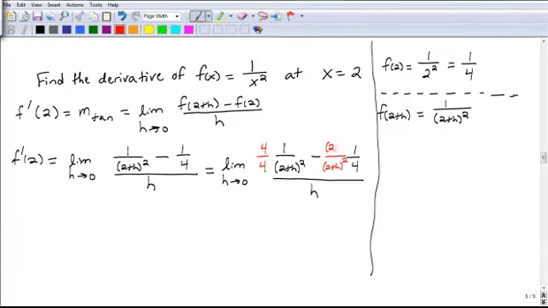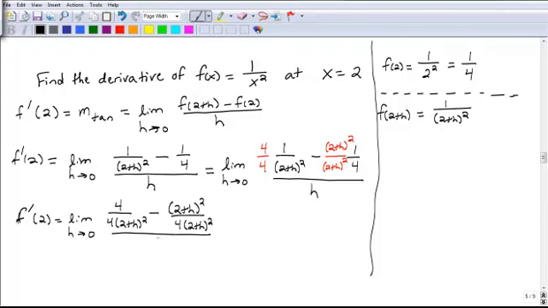But if I put one on the bottom, I should put one on the top as well to make the number 1. So the derivative at x equals 2 is the limit as h goes to 0. Now I can find a common denominator. The first one is 4 over 4 times 2 plus h squared minus 2 plus h squared over 4 times 2 plus h squared all over h. Just found the common denominator. And now that I have a common denominator, I can go and put these fractions together.